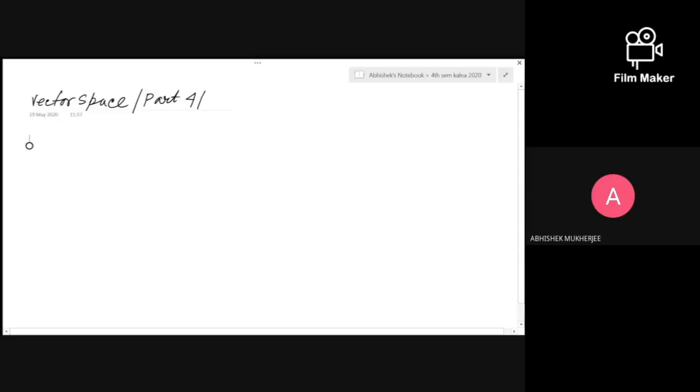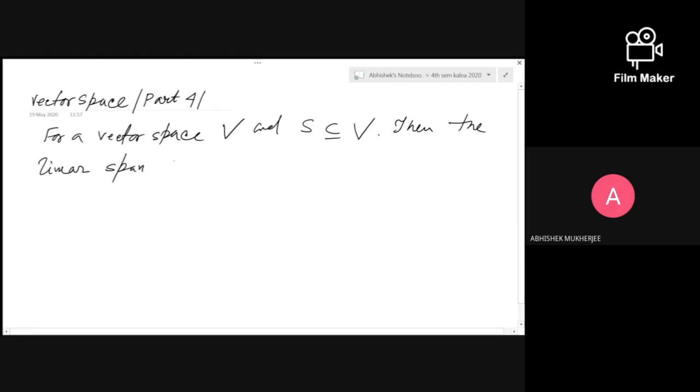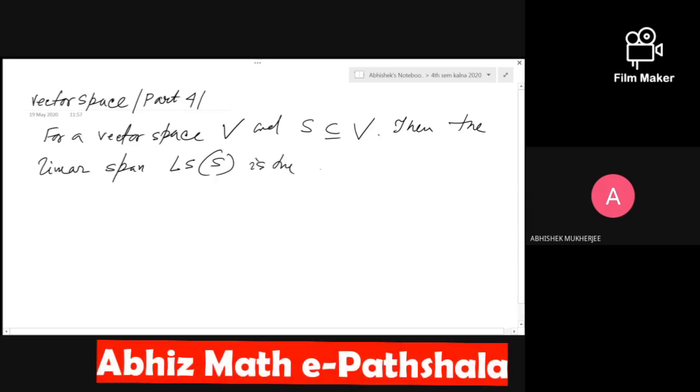So in the last lecture, we have defined, for a vector space V, and if we suppose that S is a subset of V, then the linear span L(S) of S is the smallest subspace of V containing S.